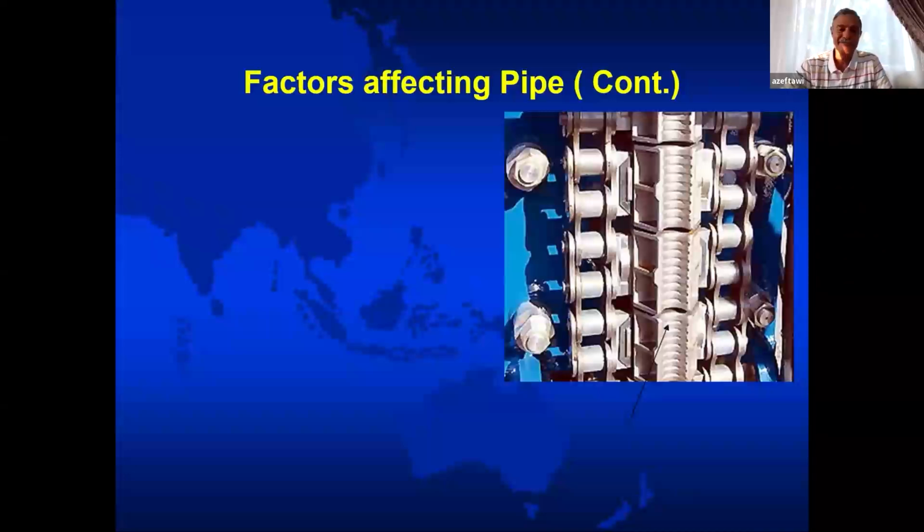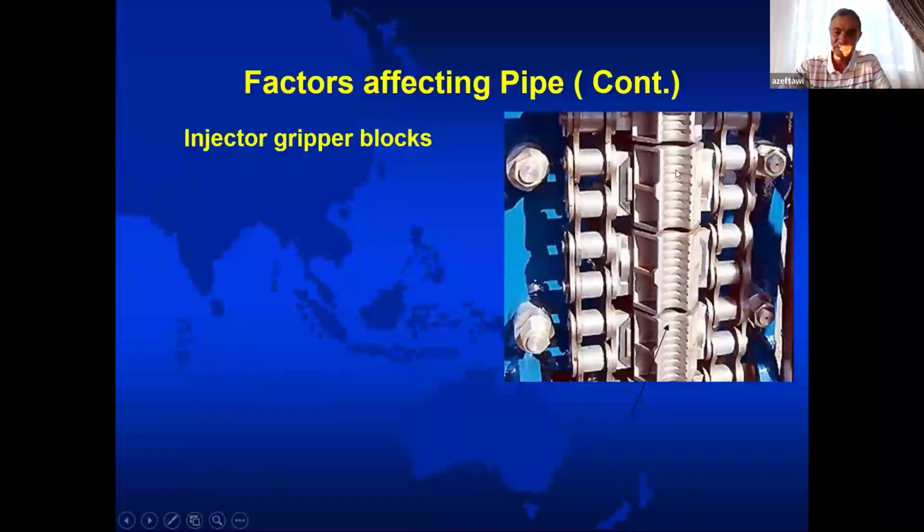An injector gripper block. This is the gripper block. You see it in front of you here. This profile matches the size of the pipe. And you see these teeth; if one of these teeth is broken and you bite on the pipe, this might affect the pipe life.